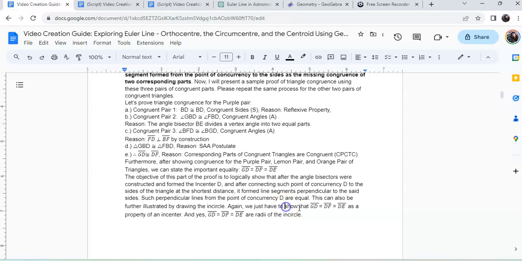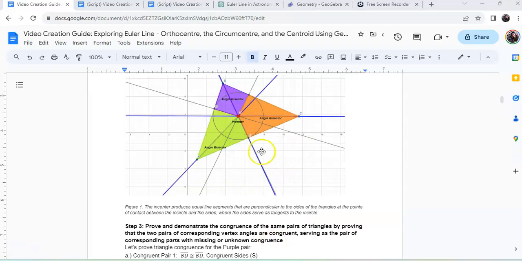Again, we just have to show that side GD is equal to side DF and is equal to side DE. Lines GD, DF, and DE are the radii of the incircle. So here's our first figure. The incenter D produces equal line segments GD, DF, and DE that are perpendicular to the sides of the triangles at the points of contact between the incircle and the sides, where the sides serve as tangents to the incircle.